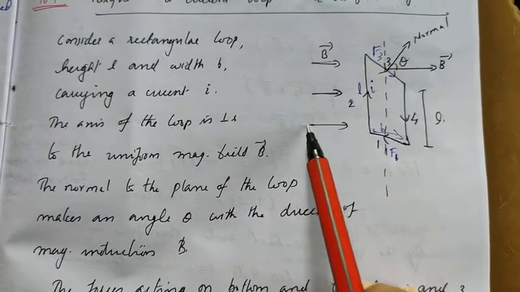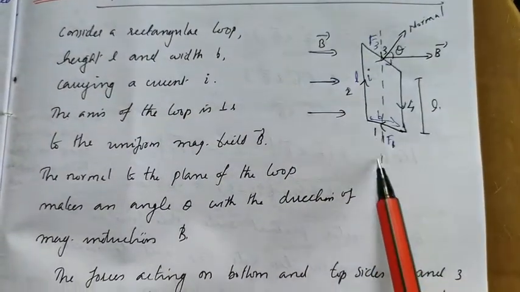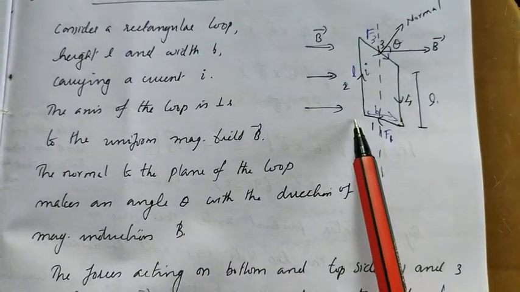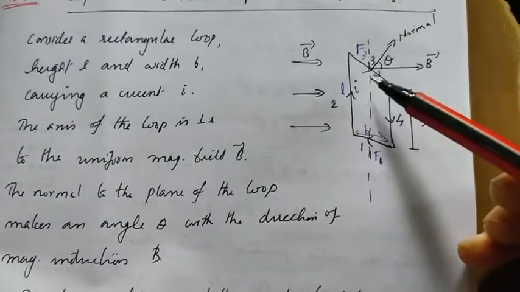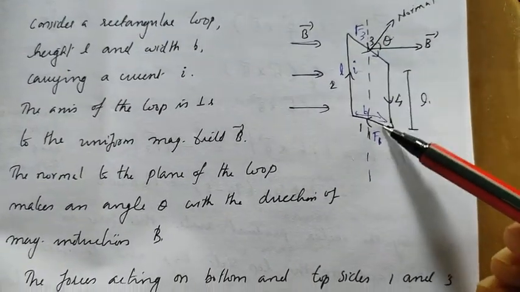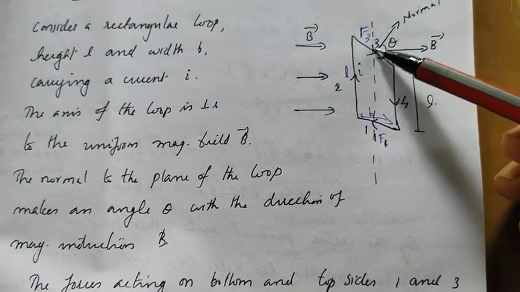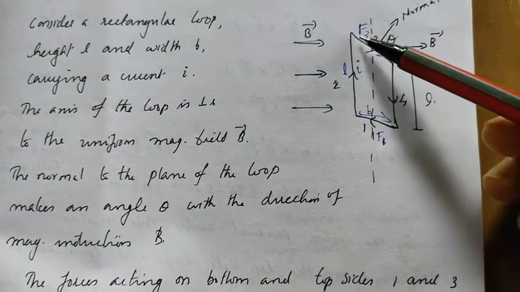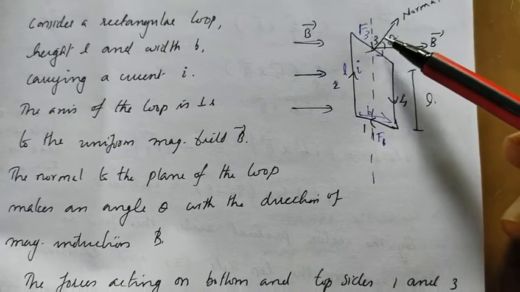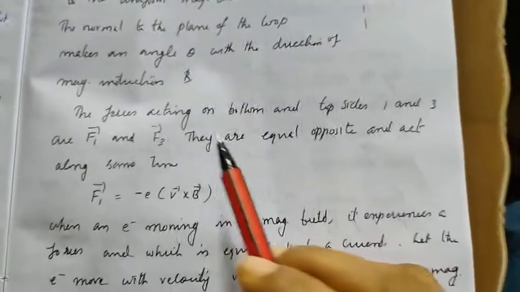We are applying a magnetic field in this direction. This is the axis of this coil, so this magnetic field is perpendicular to the axis of the coil. We have drawn a normal to the plane of this coil. This plane is placed in a slanted position. So this is the normal to the plane of this coil, and this normal makes an angle theta with the direction of the magnetic field.